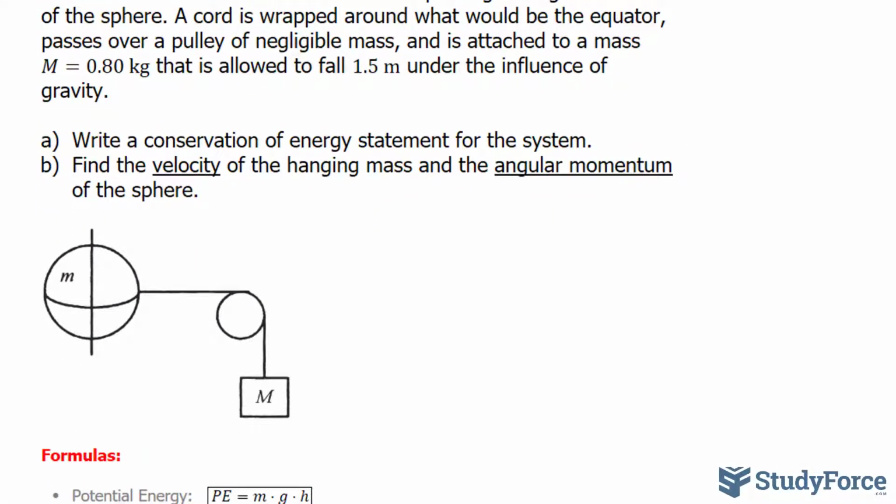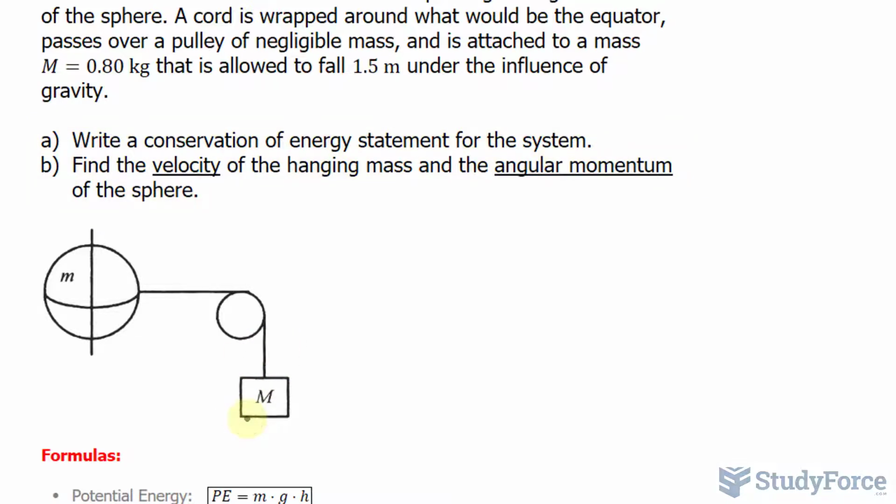A cord is wrapped around what would be the equator, passes over a pulley of negligible mass, and is attached to a mass of 0.8 kilograms that is allowed to fall 1.0 meters under the influence of gravity. In the first part of this question, we are expected to write a conservation of energy statement for the system, and then in part B, we'll learn how to find the velocity of the hanging mass and the angular momentum of the sphere. So let's begin with A.